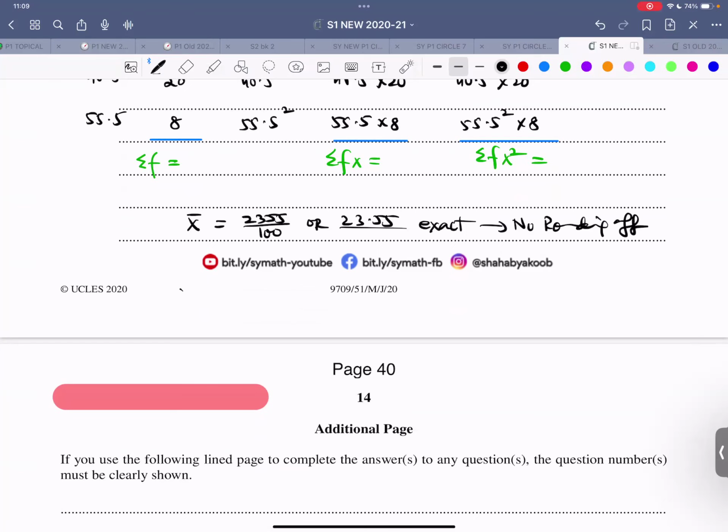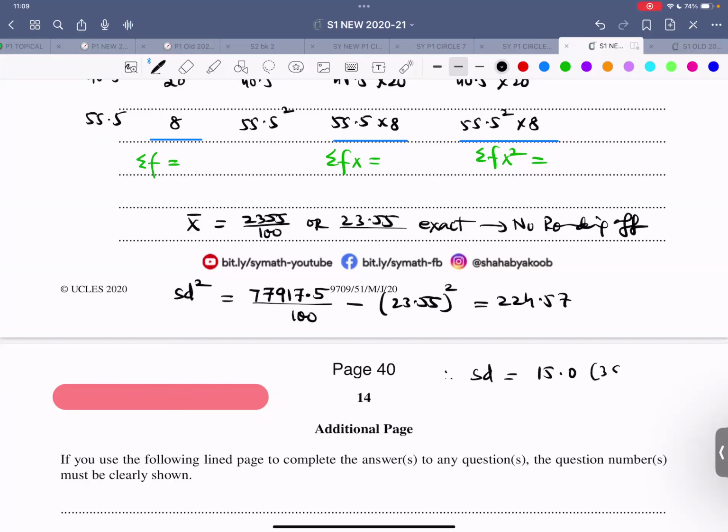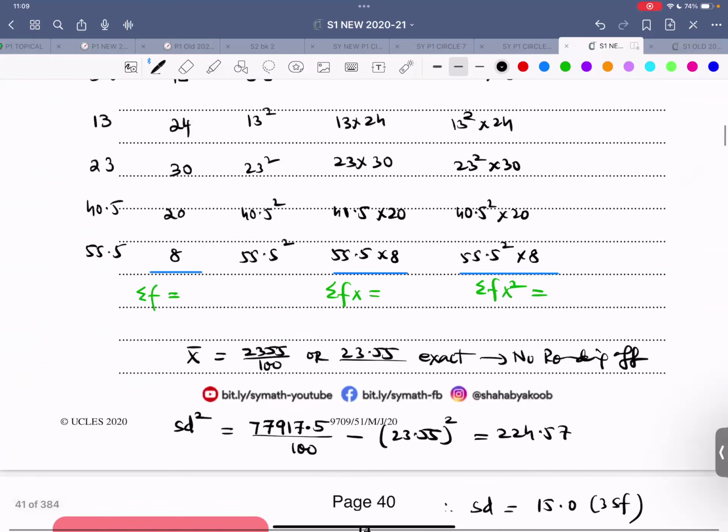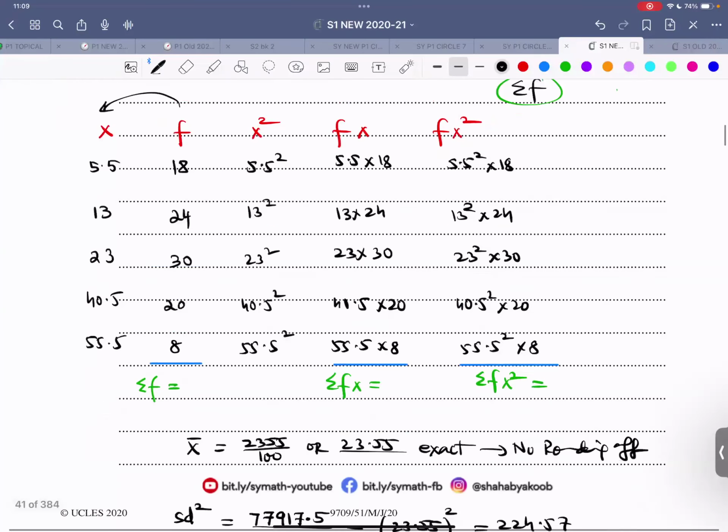And when we talk about SD square, that is sigma fx square, which is 77917.5 divided by 100 minus 23.55 square. And this comes out to be 224.57. Therefore, standard deviation is coming out to be 15.0, correct to 3 significant figures. So that is the kind of working that's needed.